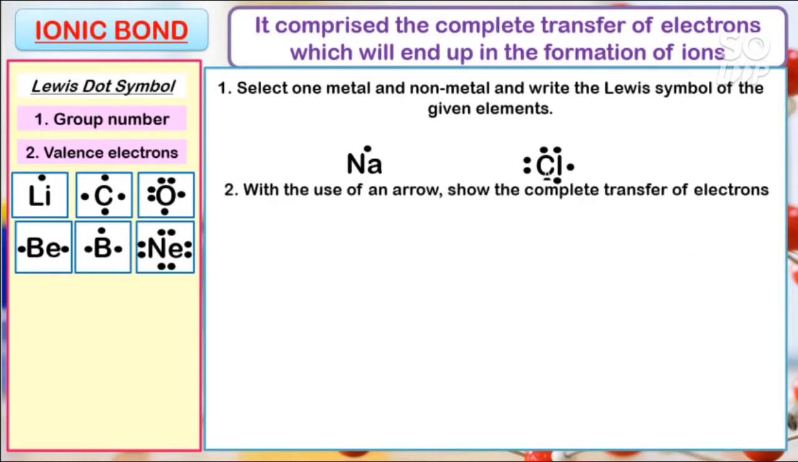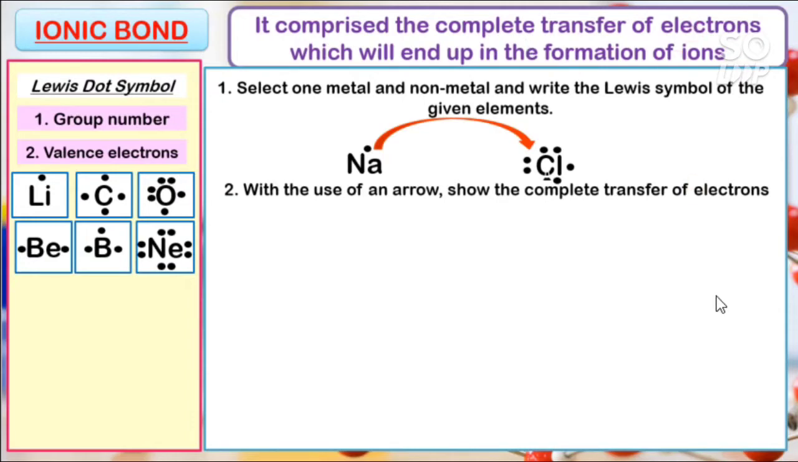Second step is to use an arrow to show the complete transfer of electron. So for this, the transfer of electron will be from sodium to chlorine. So why? Why from sodium to chlorine?